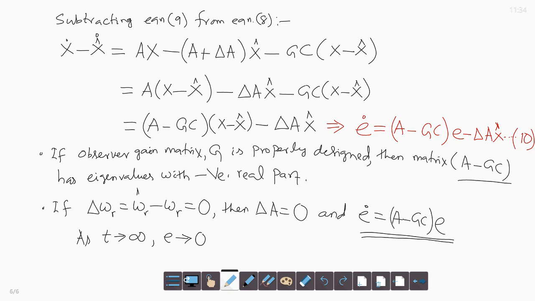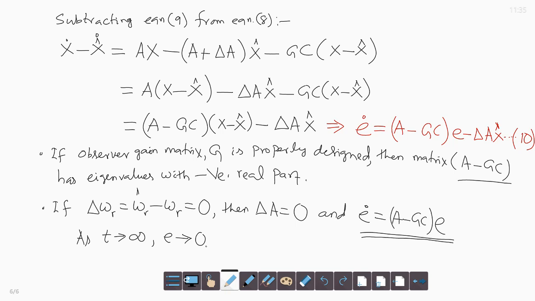T equal to infinity means it is asymptotically exponentially decaying with time. The error decays exponentially with time, and finally after 4-5 time constants of the system, the error comes to 0. So the estimation error decays to 0. That is the case if delta omega r is 0.